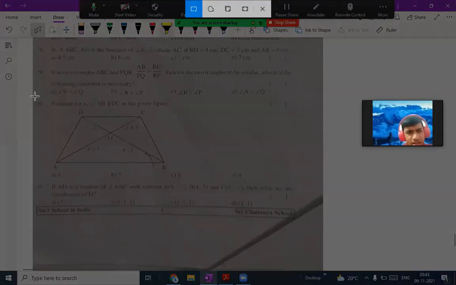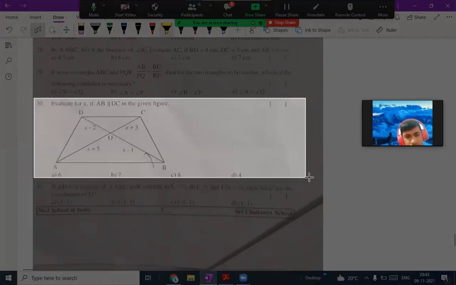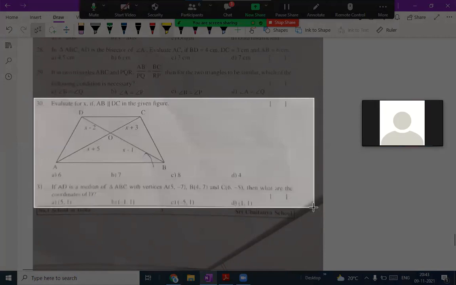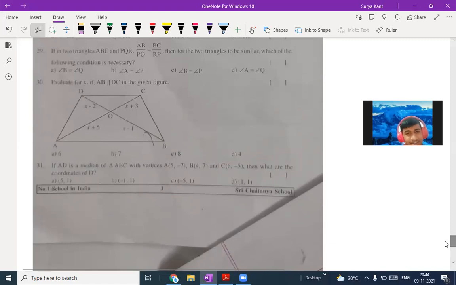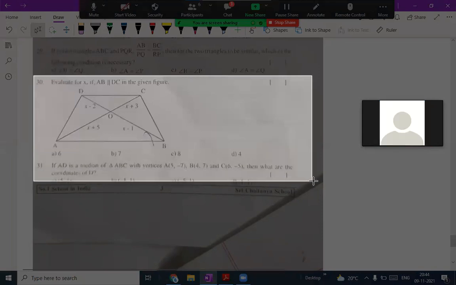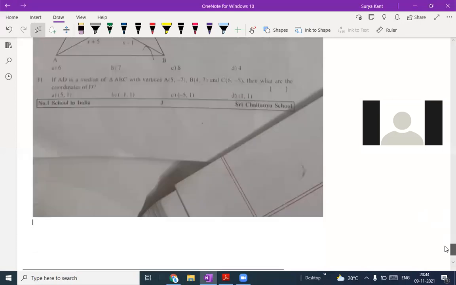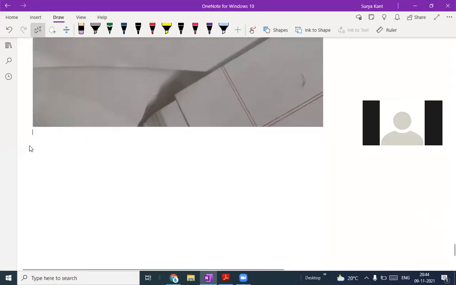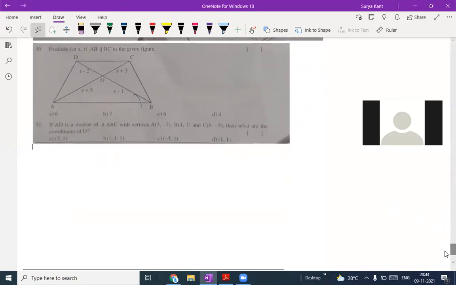30th question was in 9th class. I remember in parallelogram subject. But ninth or eighth? Yeah, this is in 9th class. I remember. Okay, children, try to solve these two questions. Evaluate the value of x if AB is parallel to DC.